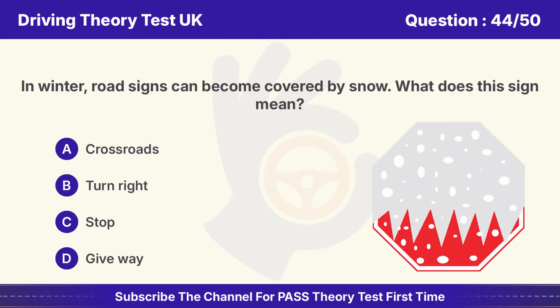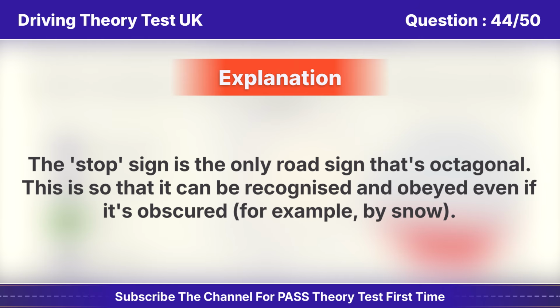Question 44. In winter, road signs can become covered by snow. What does this sign mean? Option A. Crossroads. B. Turn right. C. Stop. D. Give way. Answer is C. Stop. The stop sign is the only road sign that's octagonal. This is so that it can be recognized and obeyed even if it's obscured, for example, by snow.